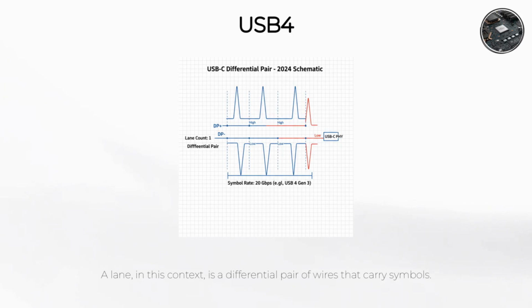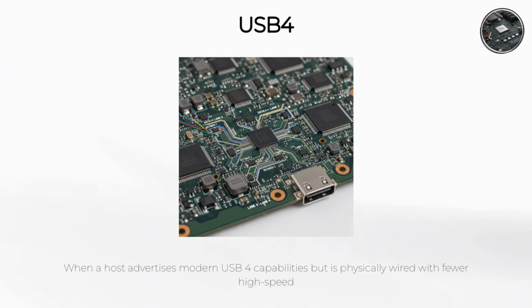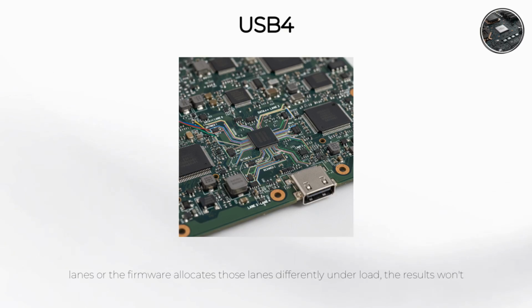A lane, in this context, is a differential pair of wires that carry symbols. The total bandwidth you actually get is the number of lanes multiplied by the symbol rate, the link rate, those lanes can train to. When a host advertises modern USB4 capabilities, but is physically wired with fewer high-speed lanes, or the firmware allocates those lanes differently under load, the results won't match the marketing.